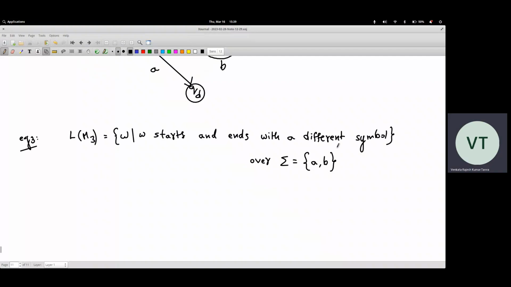Build a machine which accepts or which recognizes language where each word starts and ends with a different symbol. There are only two symbols, AB. So if a word starts with A, it should end with B, and if it starts with B, it should end with A. Only those kind of strings should be accepted by the machine. So build such a machine.